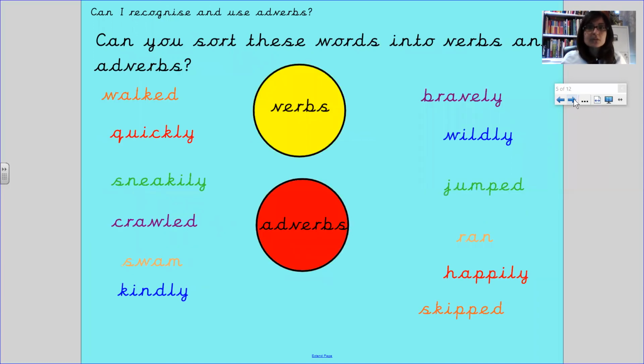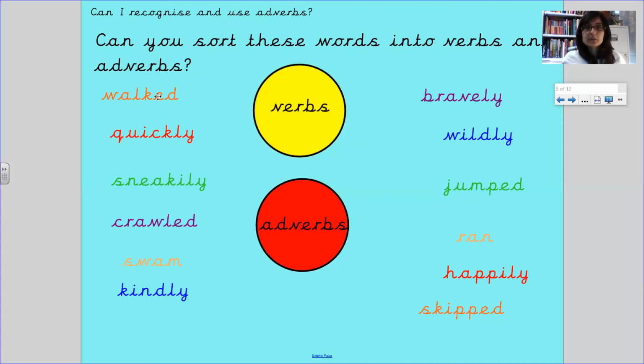Right, we are going to sort these words into verbs and adverbs. Let's get started. And remember what we spoke about last time. Not all, but most adverbs end in ly. So that's a bit of a clue when we're looking at the words we've got here.